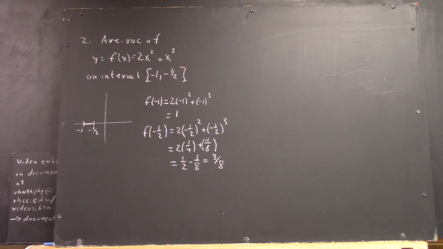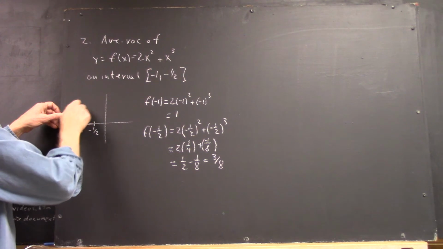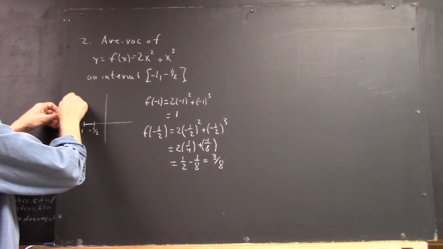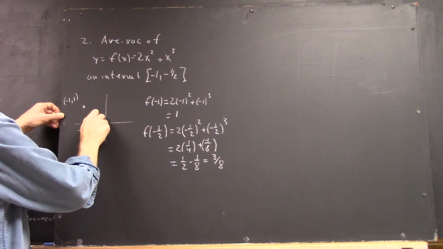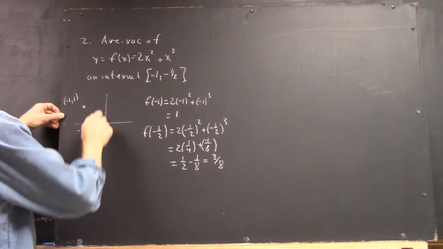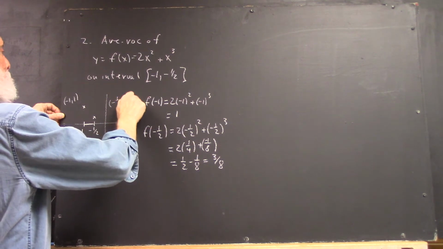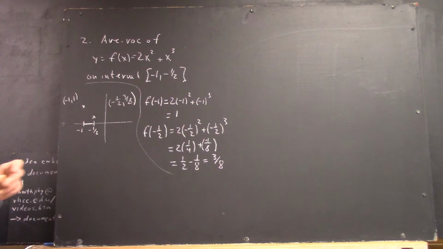So now we know we have the point (-1, 1) and the point (-1/2, 3/8). Now, why is it that we're even doing this?